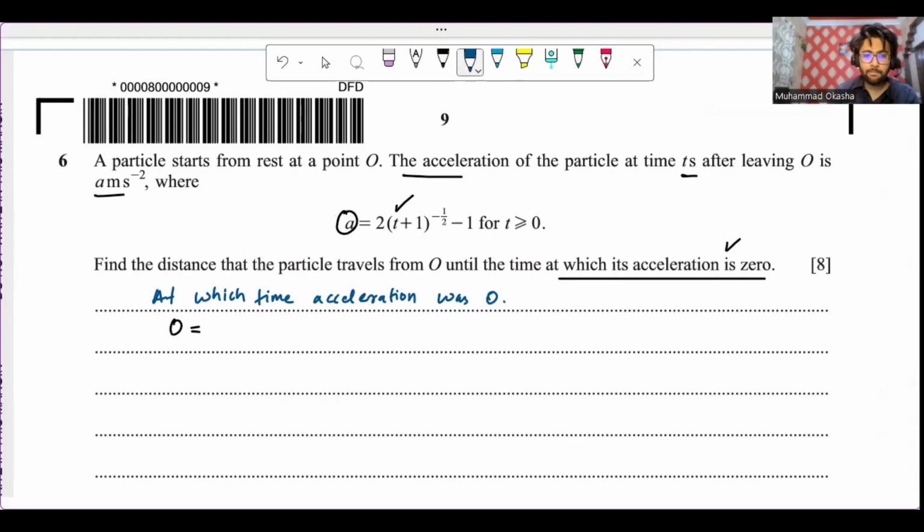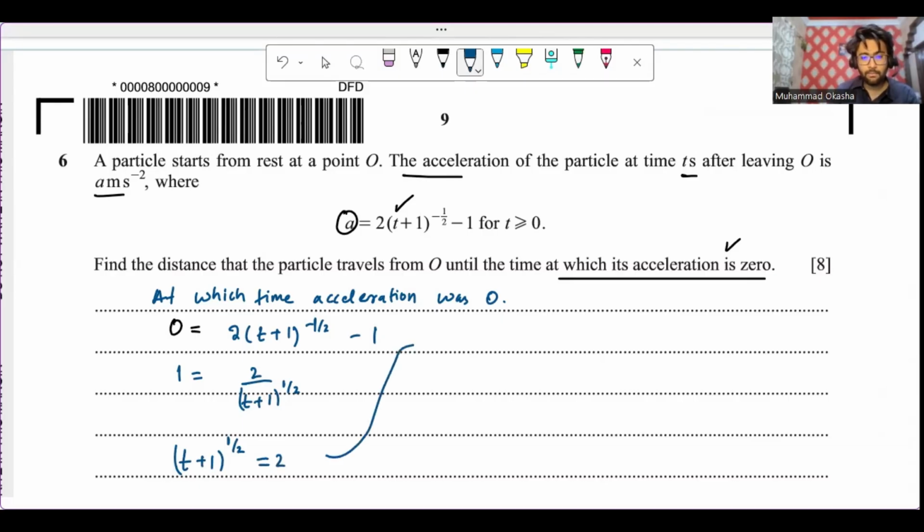Okay. So in place of a, I'm going to put zero and I will work out the value of time. So 1 would be equal to 2 divided by (t plus 1) to the power, at the top it was negative 1 by 2, at the bottom it is going to be positive 1 by 2. And I'm going to cross multiply, which is going to get me (t plus 1) to the power 1 over 2 equals 2.